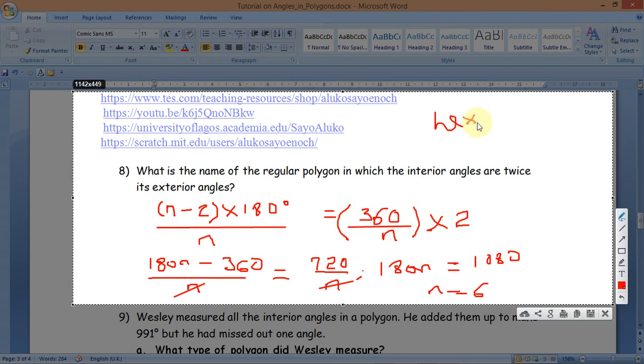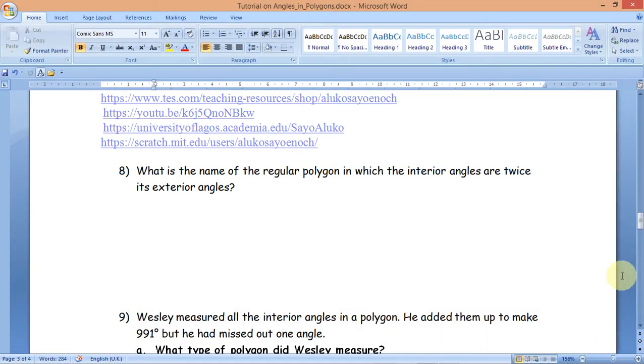Can we confirm that, guys? Let's confirm that each interior angle in a hexagon is what? That will be 6 minus 2 times 180. 6 minus 2 is 4. 4 times 180 is 720. 720 divided by 6, that is 120. So in a hexagon, each interior angle is 120. We are not asked to do this, I just want to prove it. Then for the exterior angle, since it's a hexagon, that will be 360 divided by 6. 360 divided by 6 is 60. So do you see that it's times 2? So it's correct. So let's go to the next question now.